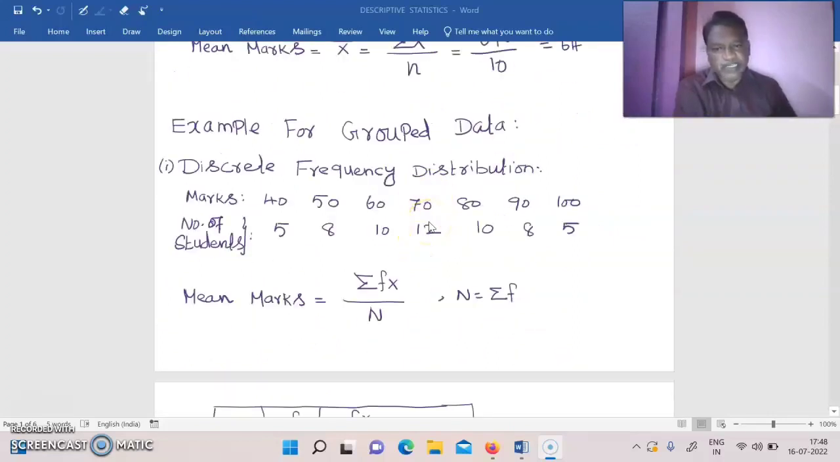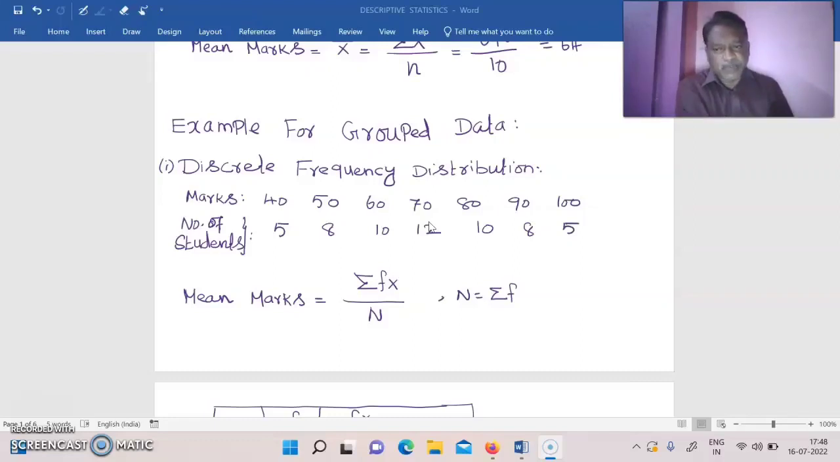One is called discrete frequency distribution, and another one is called continuous frequency distribution. Discrete frequency distribution means the values of the variable are in discrete or distinct form, and each value is repeated some number of times, which is recorded as frequency. In this example, the mark 40 was obtained by 5 students, the mark 50 by 8 students, the mark 60 by 10 students, the mark 70 by 12 students, and so on. The mark 100 was obtained by 5 students.